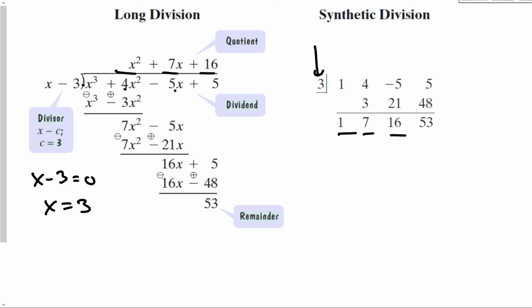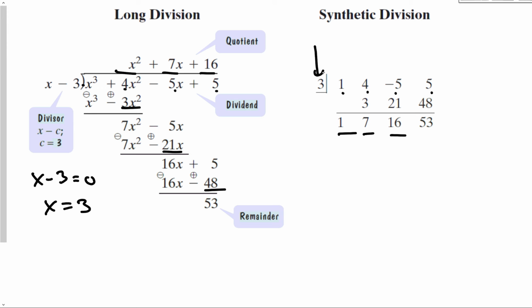1, 4, -5, 5. Okay, these numbers don't really matter. They just help you to get the answer. And notice where they occur. 3, 21, 48. Okay. So we don't really need those. We just need them to get the answer.